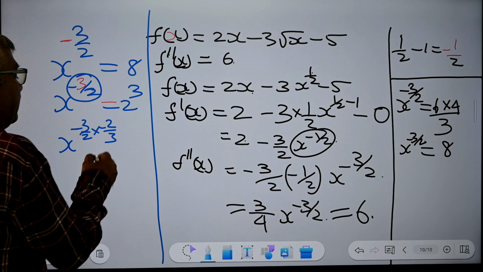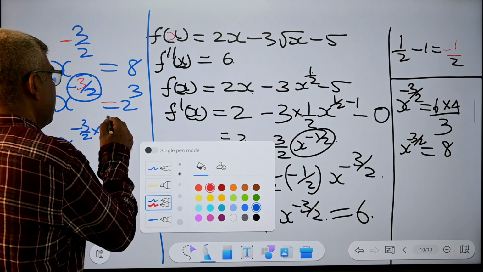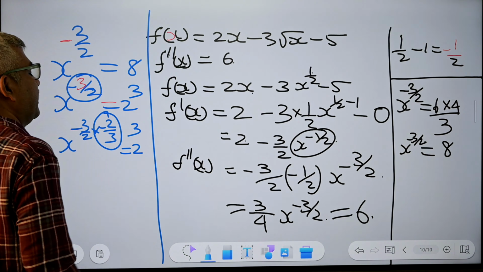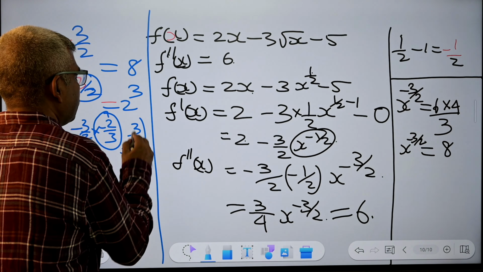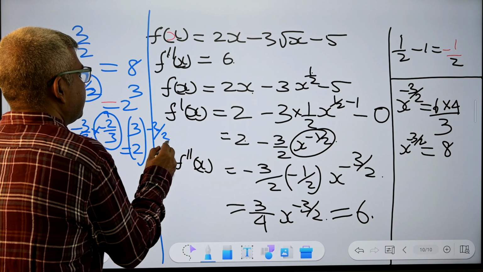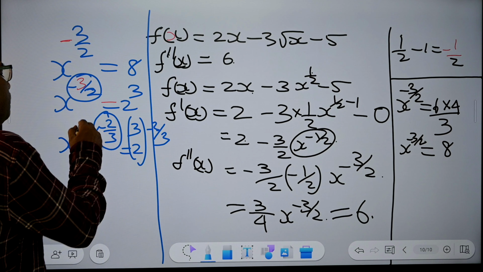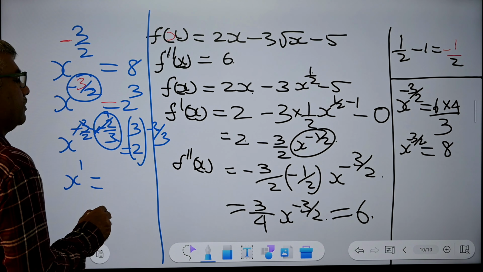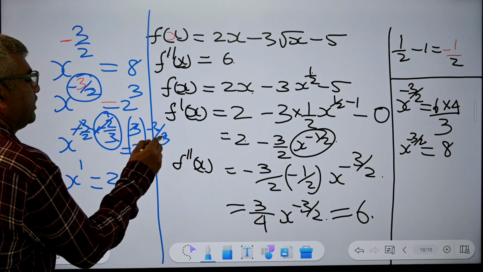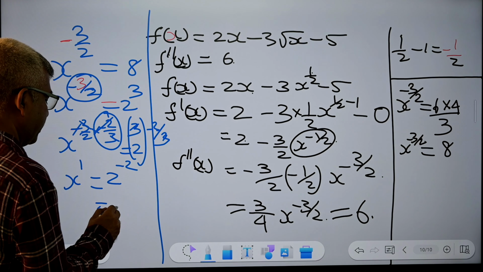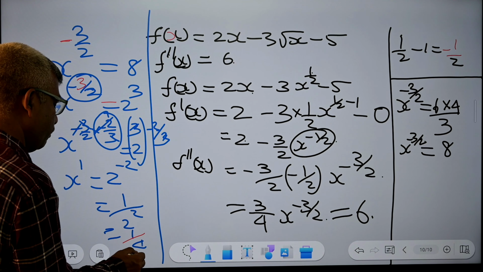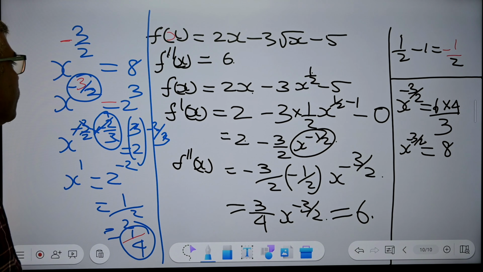Can we do just one thing like this? No, we cannot do like this. When we are doing it, we have to give justice. We have to do the same operation on the right side also: 2 power 3 raised to minus 2 over 3. So what will happen? x power 1 is equal to 2 power, this 3 will cancel, 2 power minus 2. x is equal to 1 over 2 squared. x is equal to 1 over 4. Got it?